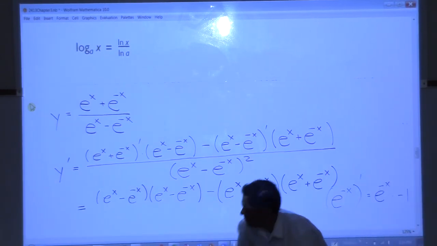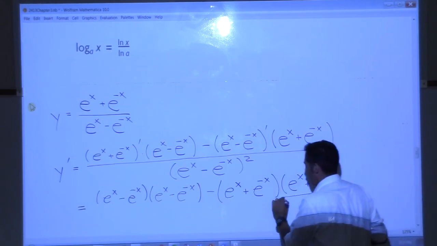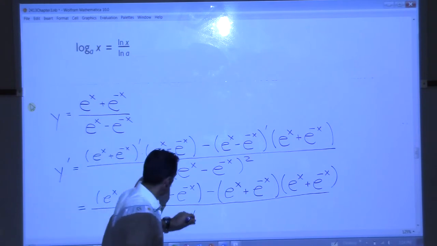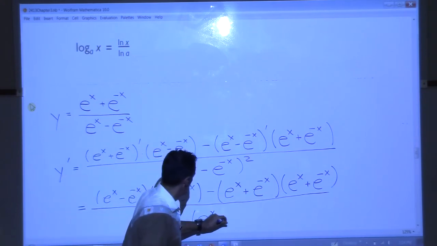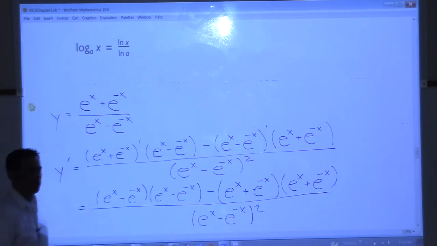Whoa. All over e to the x minus e to the negative x, squared. Yeah, that's the derivative.